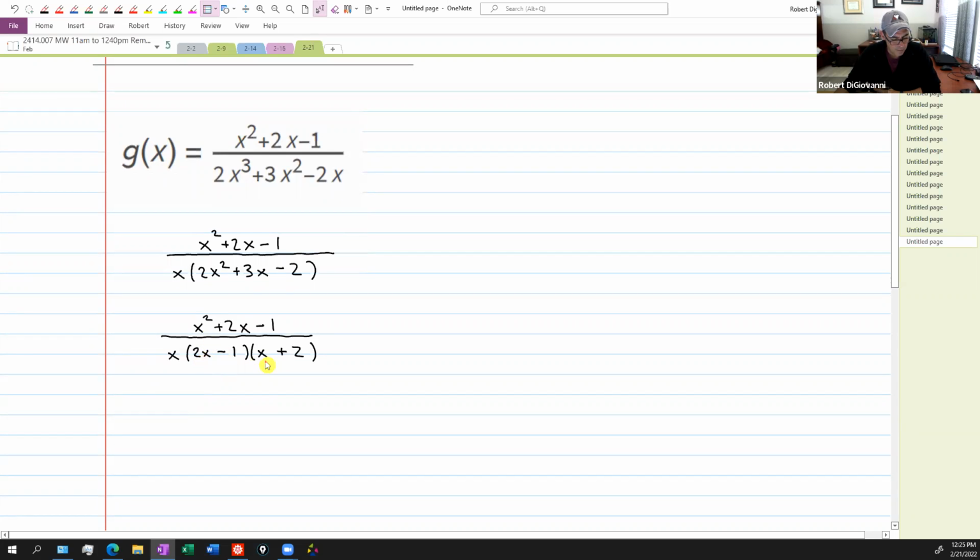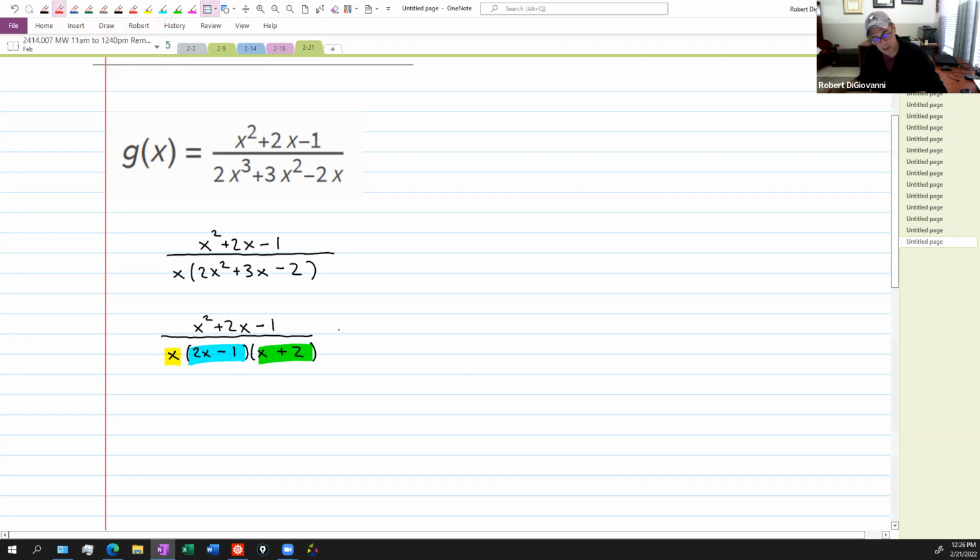So let me just double check. 2x squared plus 4x minus x, that's 3x, and then minus 2. Okay, so that's my factoring. All right. I have three distinct linear factors. They are x, 2x minus 1, and x plus 2. Three distinct linear factors. None of them are repeated.